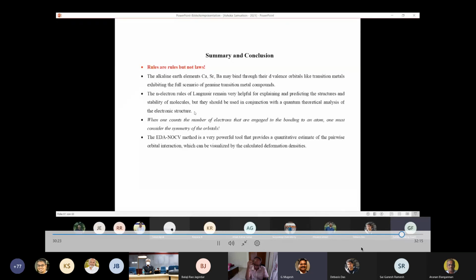And when one counts the number of electrons that are engaged in the bond to an atom, one must consider the symmetry of the orbital. This holds also for the octet rules. PF5 follows the octet rules if you look at the orbitals of the ligands. And finally, the EDA-NOCV method is a very powerful tool to analyze this and provides a quantitative estimate of the pairwise orbital interaction, which is nicely visualized by the calculated deformation densities.